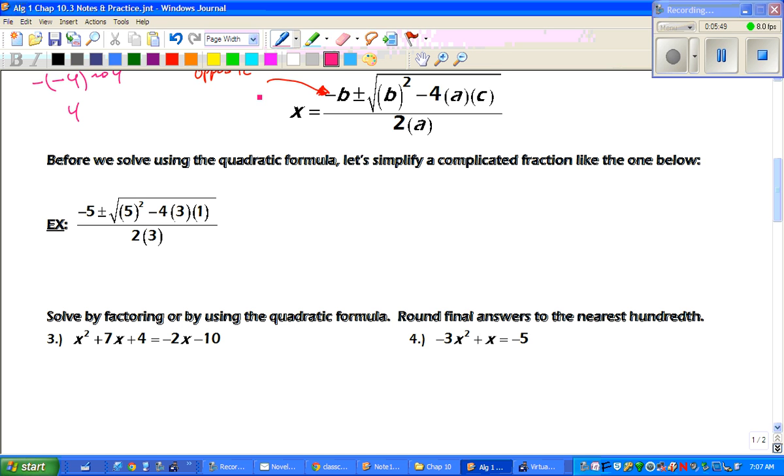Now, let's talk about how to solve it. This is a pretty complicated fraction. We've never seen one like this before. So we're going to do two things first. When you see this, you always want to do what's underneath the square root and the bottom. So we get the opposite of 5 plus or minus.